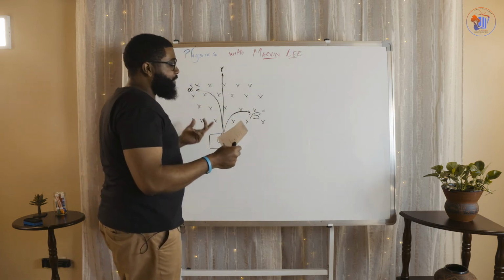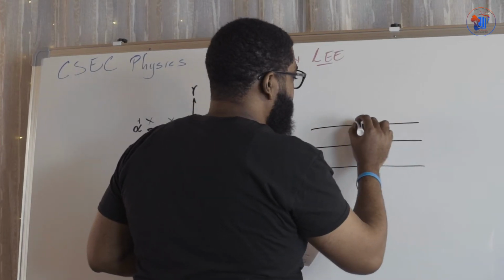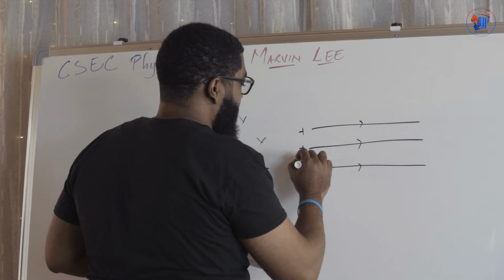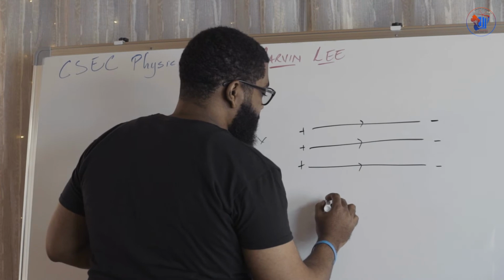Now, they say in part 2 of A of this question, the magnetic field is replaced by an electric field as shown. Draw 3 rays to represent the path of each of the 3 emissions, again, alpha, beta, and gamma, as they pass through the electric field. So, the electric field is drawn on the diagram like this: positive, negative, and the emissions are here.